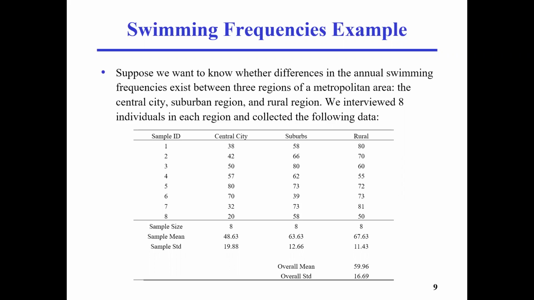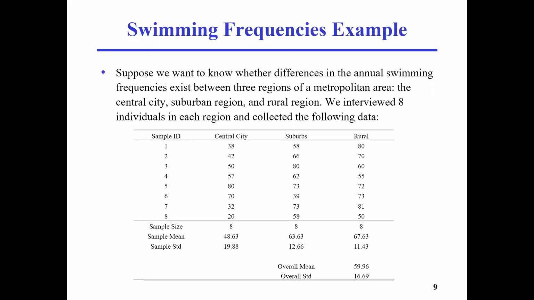Suppose we want to know why differences in the annual swimming frequencies exist between three regions of a metropolitan area: the central city, the suburban region, and a rural region. We interviewed 8 individuals in each region and collected the following data.